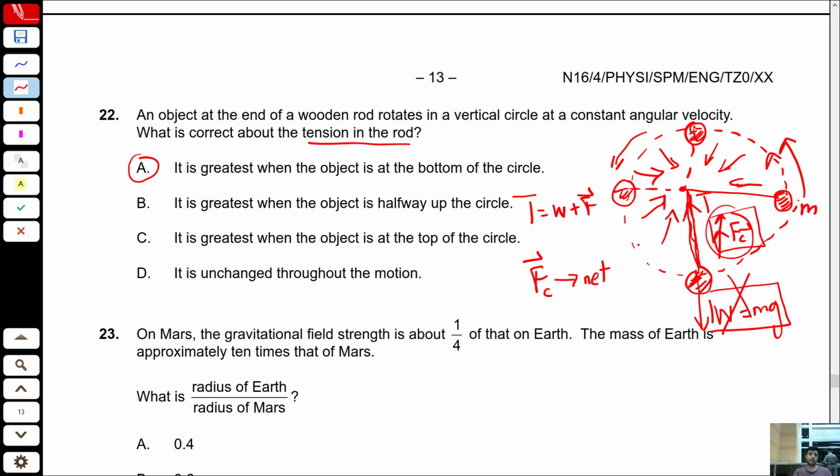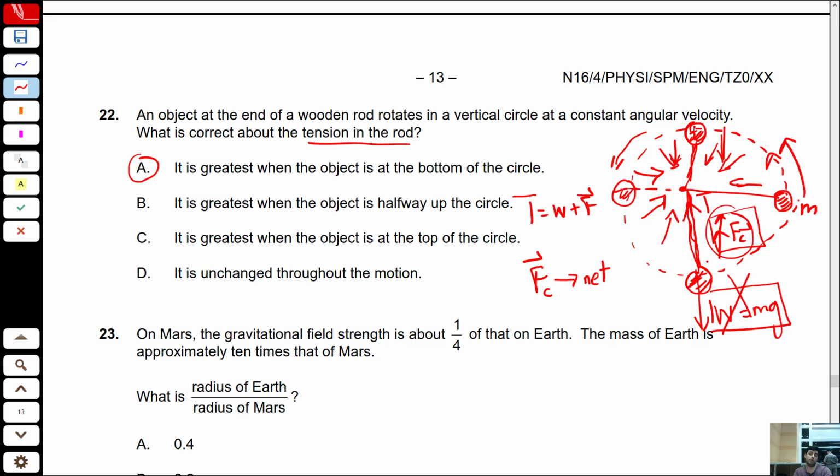Vice versa, the tension in the rod is smallest when the rod is at the top position because the centripetal force is still downward toward the center of the circle. The weight is also downward, so the weight helps the tension to provide most of the centripetal force. So the tension doesn't need to be too much because the weight is in the downward direction, which favors the centripetal force. It's no longer overcoming the weight, but instead the weight is supporting the tension to provide the centripetal force, which is net and acting toward the center of the circle.